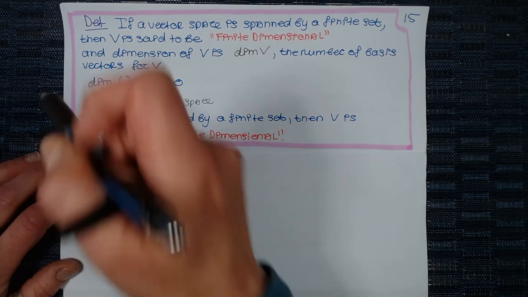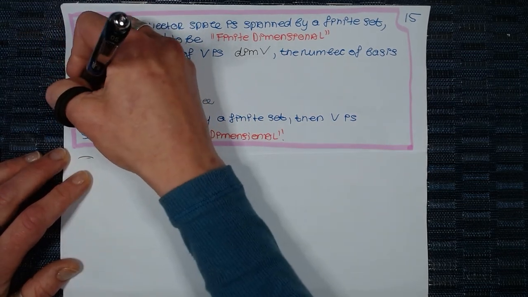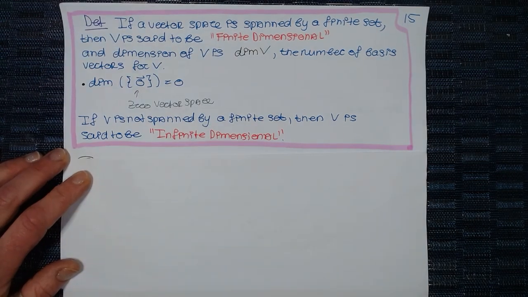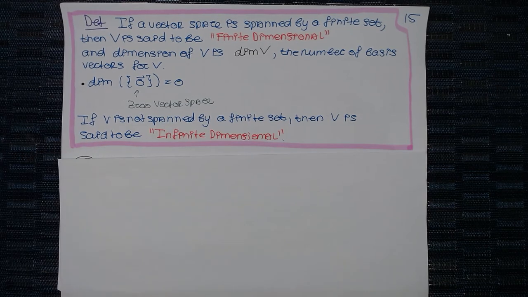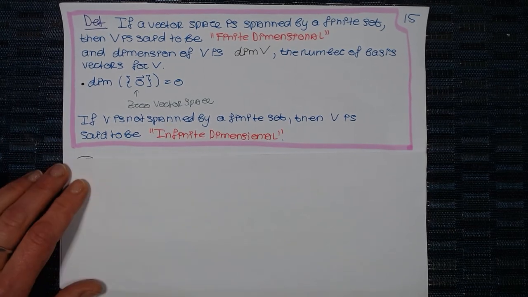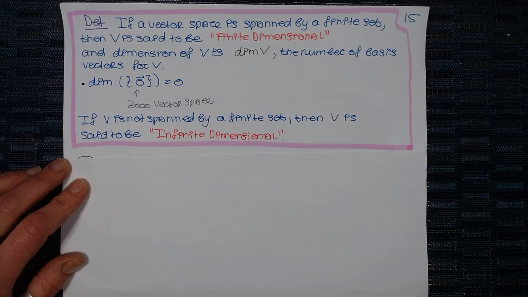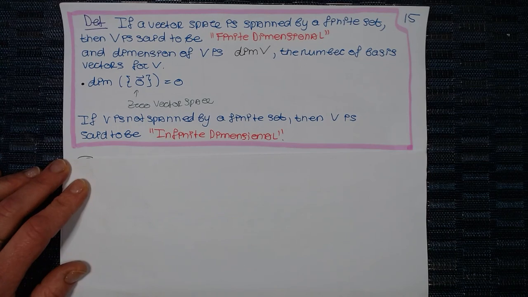And then we also had a little exception, right? So we can have a zero vector space, a vector space containing only the zero vector, and the dimension of the zero vector space is defined to be equal to 0. And then, since we're dealing with more general vector spaces now, we actually do have some vector spaces that are infinite dimensional. So some vector spaces may have infinitely many basis vectors in them.